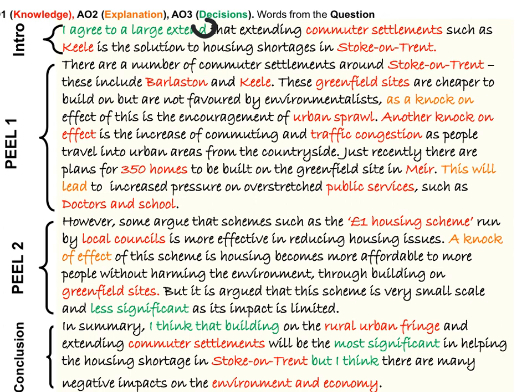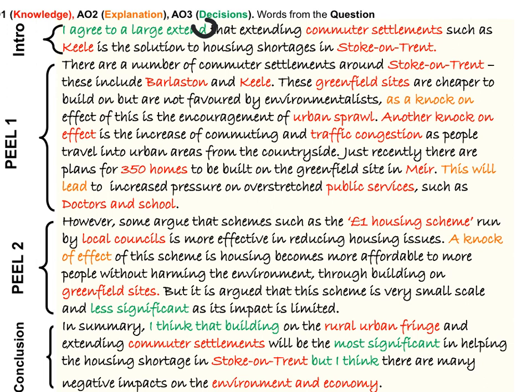However, some argue that schemes such as the £1 house scheme that's run by local council is more effective in reducing housing issues. A knock-on effect of this scheme is that housing becomes more affordable to more people without harming the environment. That's through building on greenfield sites. But it's argued this scheme is very small scale and less significant, and therefore its impact is limited. In summary, I think that building on the rural-urban fringe and extending commuter settlements will be the most significant way in helping the housing shortage in Stoke-on-Trent, but I think there's many negative impacts upon the economy and the environment.